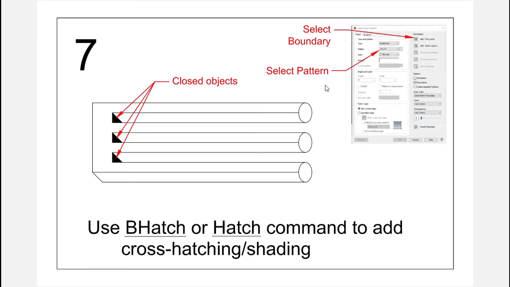Okay, first we select the pattern. We change this to solid because the default is, I think, lines. Okay, then we select the boundary. Select boundary. We click on this. Then after we click on that, we select this.